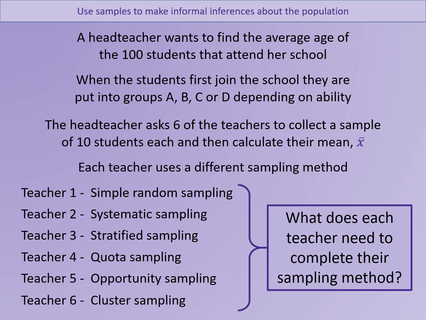And the question is, what does each of these teachers need in order to complete their sampling method? So remember, they're going to collect 10 students from the 100 that there are in total using each of these sampling methods which we've already described. So what would each of these teachers need in order for them to produce their sample of 10 students?